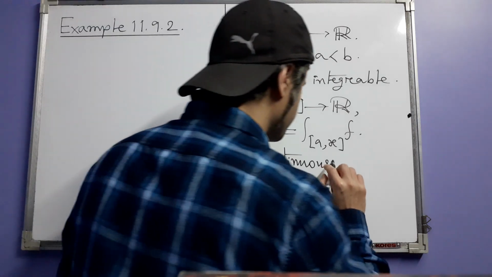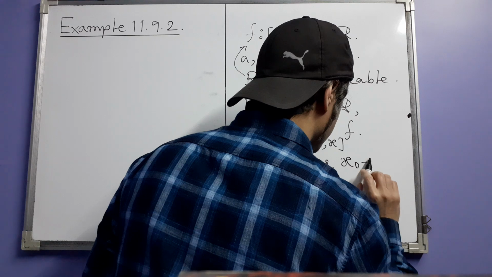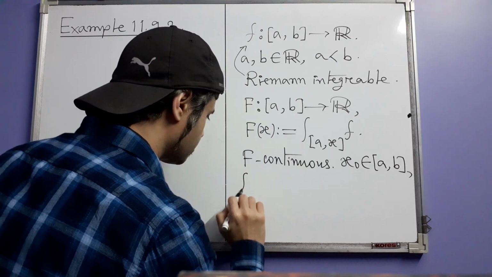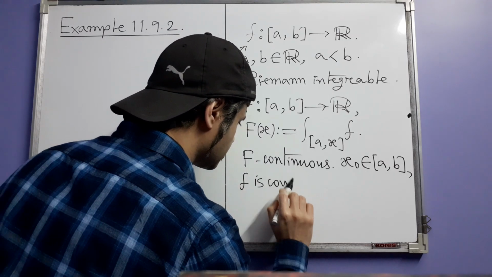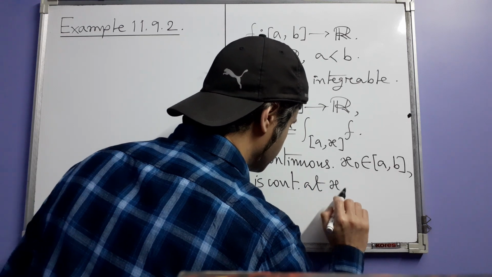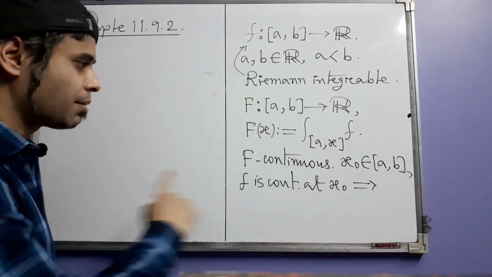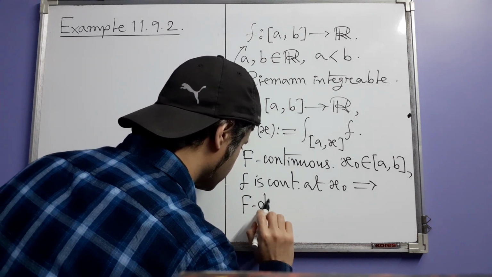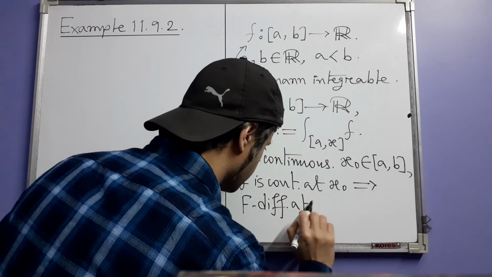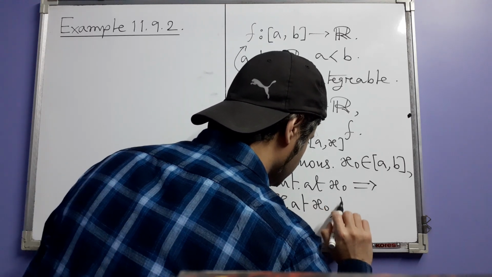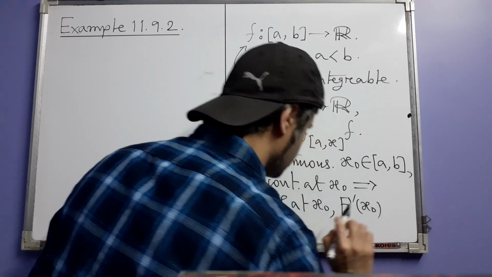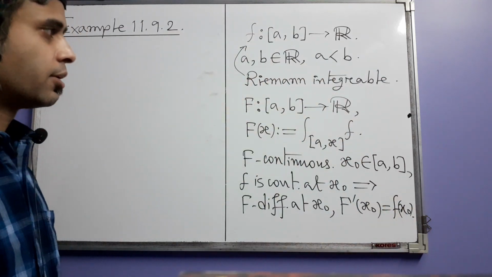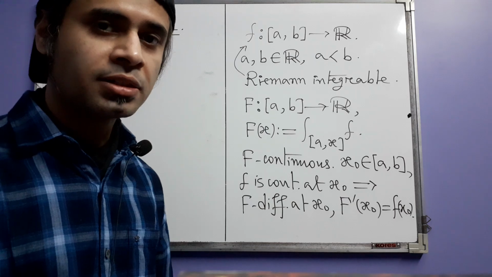And additionally, if this is a point, any point in this interval where small f is continuous, then capital F is differentiable at that point. Differentiable at x naught, and the derivative of capital F at x naught is the value of small f at x naught. So this was the statement of the first fundamental theorem.